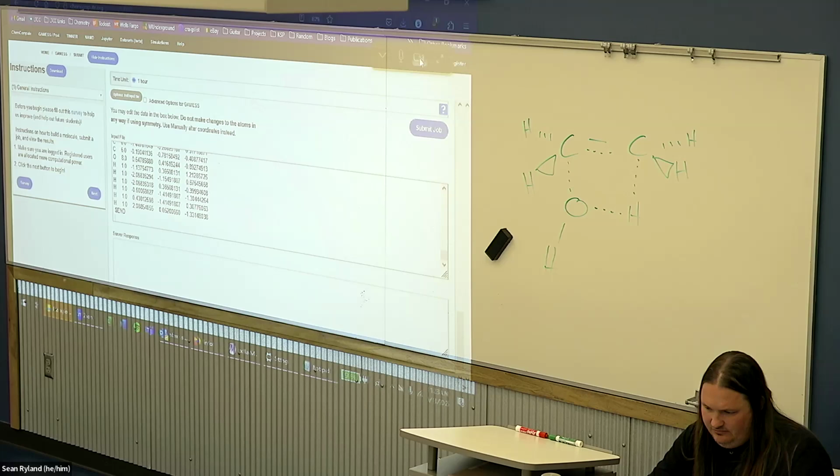So now that you have some more experience building the transition state, when you open the transition state up, basically you're just going to take a water molecule and your ethene and put them close to each other. So it looks kind of like that.